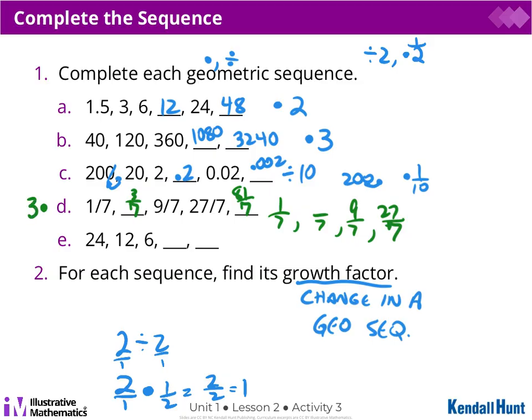And now for the next one, 24, 12. 6 times what is 12? Because we're geometric, we're not adding, we're not subtracting. That's not a geometric sequence. Divide by 2 or times 1/2, and then 3, and then 1.5. Hey, well, look, that looks like the one up there. They just gave us the same sequence backwards.